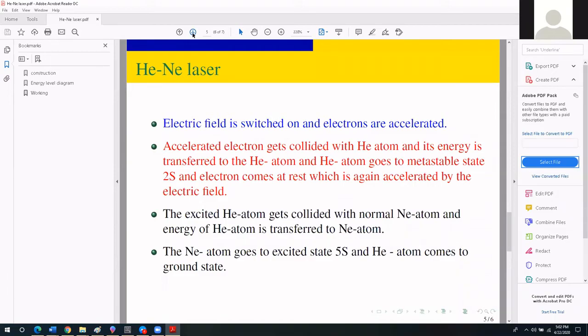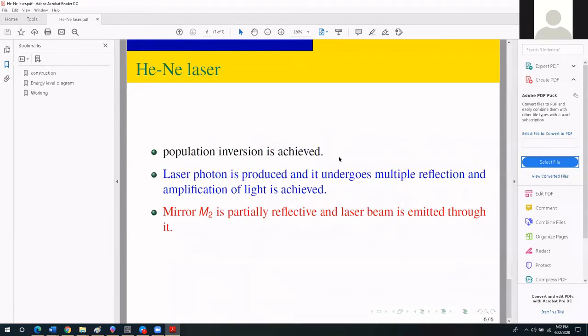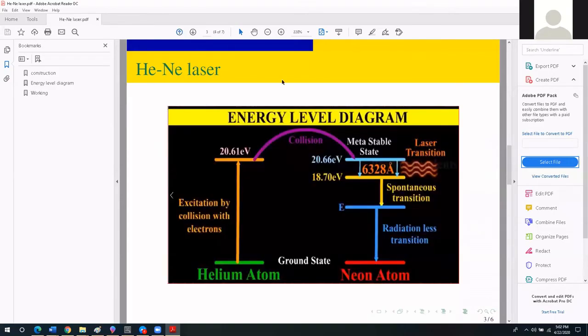Now, what happens after the population inversion is achieved? The laser photon is produced, due to the transition between what? Let me go there again in the energy level diagram, through which you can look. When the electron jumps from 5s to 3p, the laser photon is produced. This photon's wavelength is 632.8 nanometer.